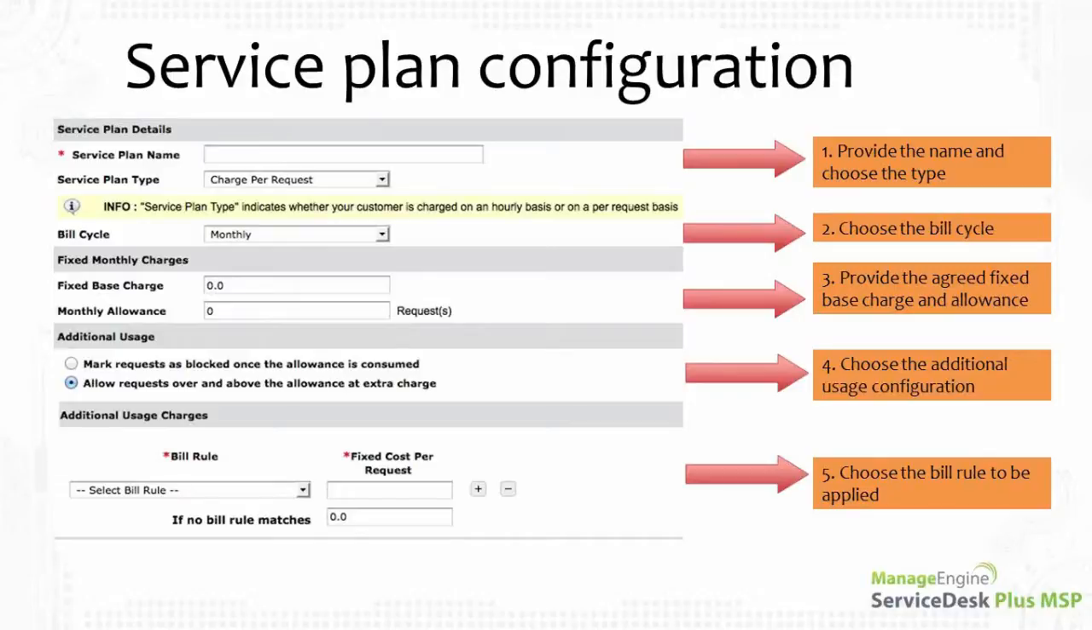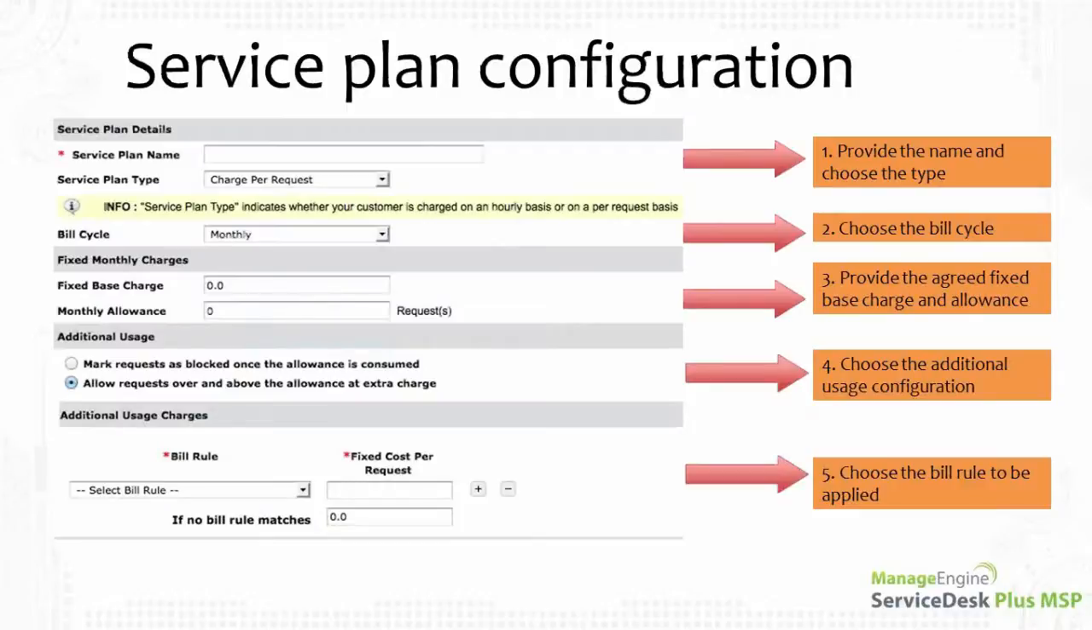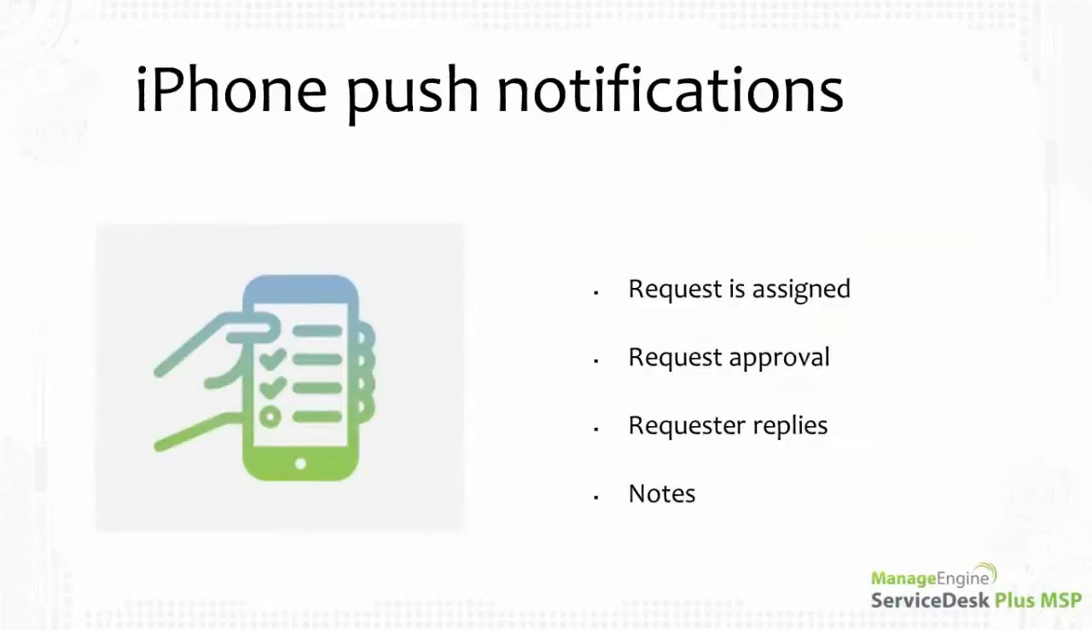So this is how you configure the service plan. In this way, you're going to make a list of all the service plans, and your customers or clients can choose any service plan, and based on that, they'll be charged, and you can send out the invoices to them. So this is all about the criteria-based billing, and then we'll move on to the next feature called iPhone push notifications.